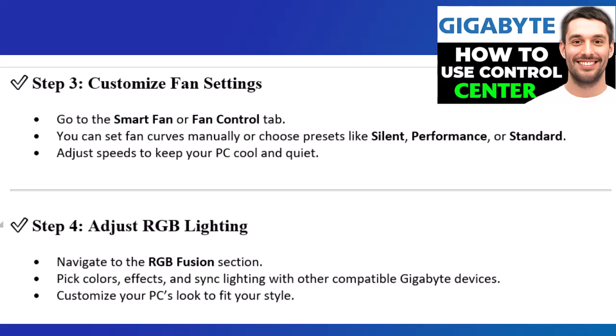Step 4. Adjust RGB lighting. Navigate to the RGB Fusion section. Pick colors, effects, and sync lighting with other compatible Gigabyte devices. Customize your PC's look to fit your style.